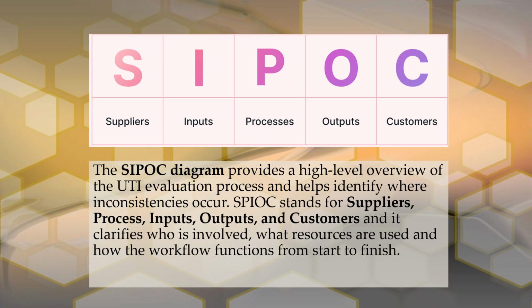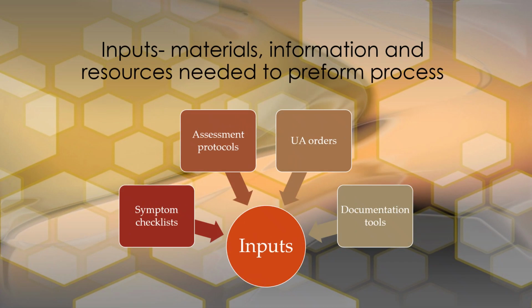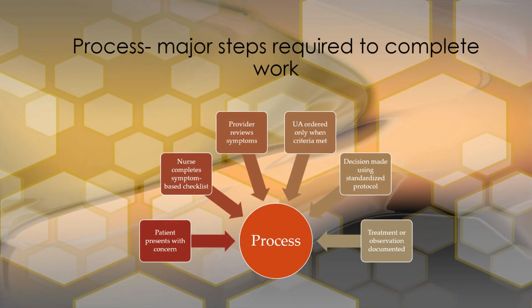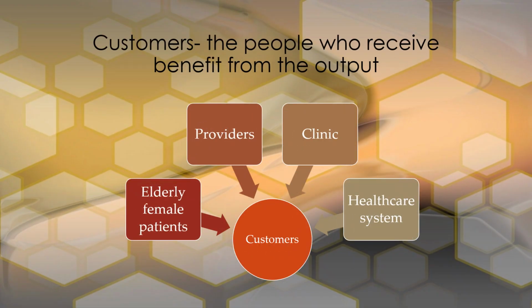This is the SIPOC diagram. It gives a quick overview of the whole UTI evaluation process. It breaks down who's involved, what information is used, the steps in the workflow, and who the customers are. Seeing it laid out like this makes it easier to spot where we're inconsistent. And then the next few slides show the suppliers, the inputs, the process, the outputs, and the customers who benefit from the output.